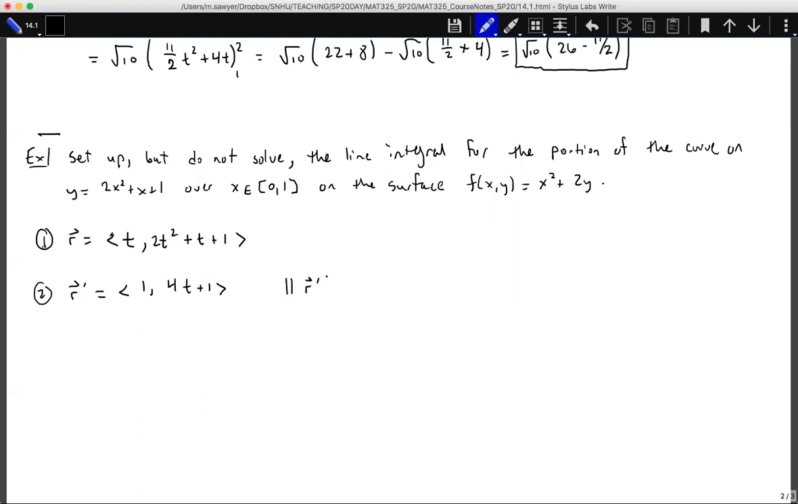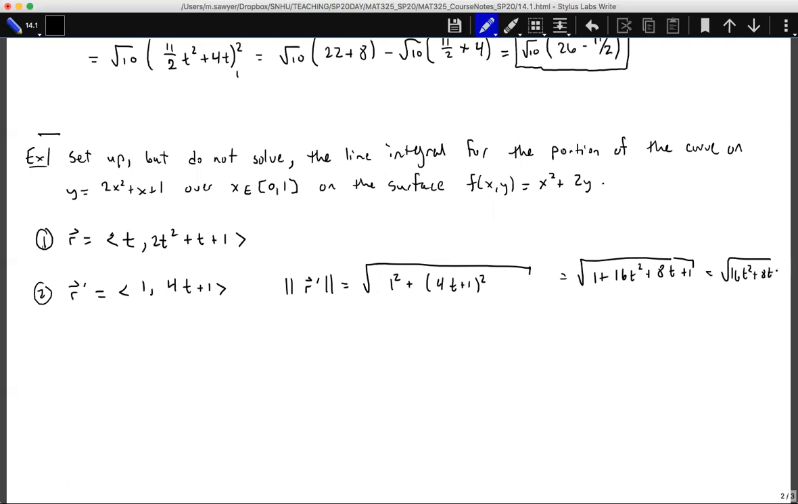The magnitude of r prime is equal to the square root of 1 squared plus 4t plus 1 squared, which we can simplify, and we get the square root of 1 plus 16t squared plus 8t plus 1, or the square root of 16t squared plus 8t plus 2. Rewrite that down here, 16t squared plus 8t plus 2. And so then we plug in our pieces.